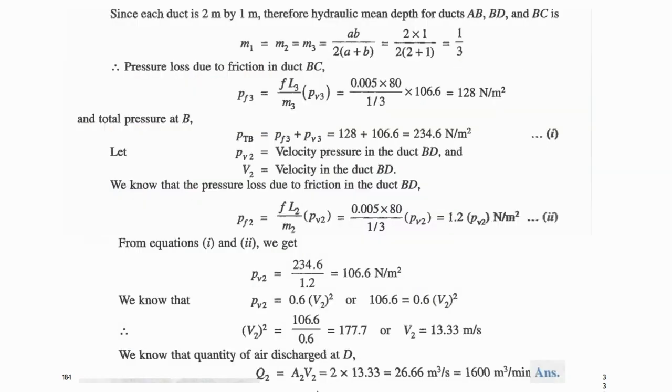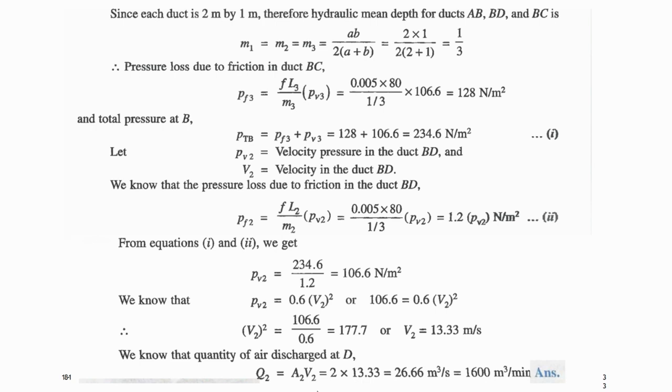Since each duct has the same cross section, the hydraulic mean depth is the same for all the branches, which is 1 by 3. We are getting the factor as 1 by 3. Now the pressure loss due to friction in duct BC, PF3, is equal to F L3 upon M3 into PV3. We have the value of PV3, so PF3 is 128 Newton per meter square.